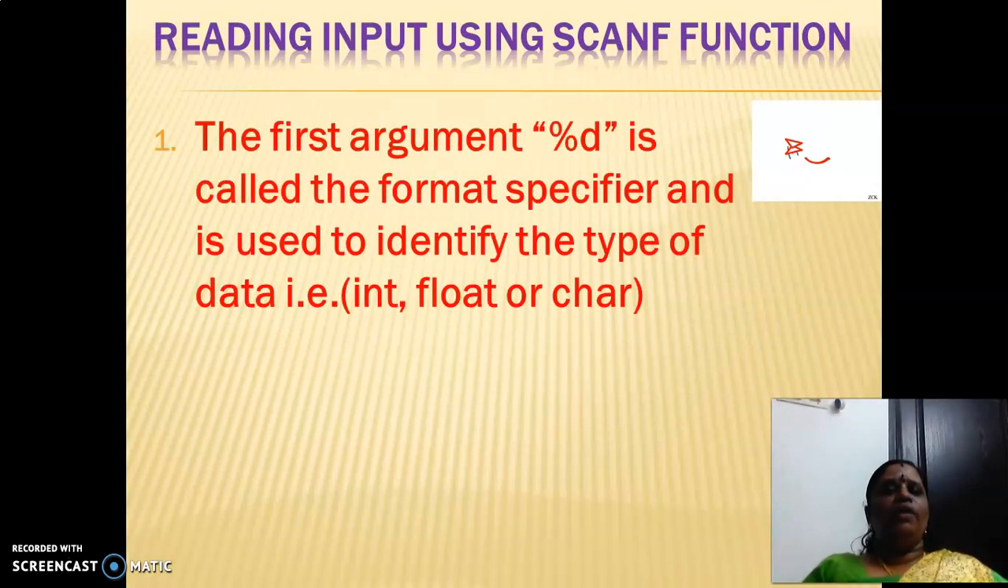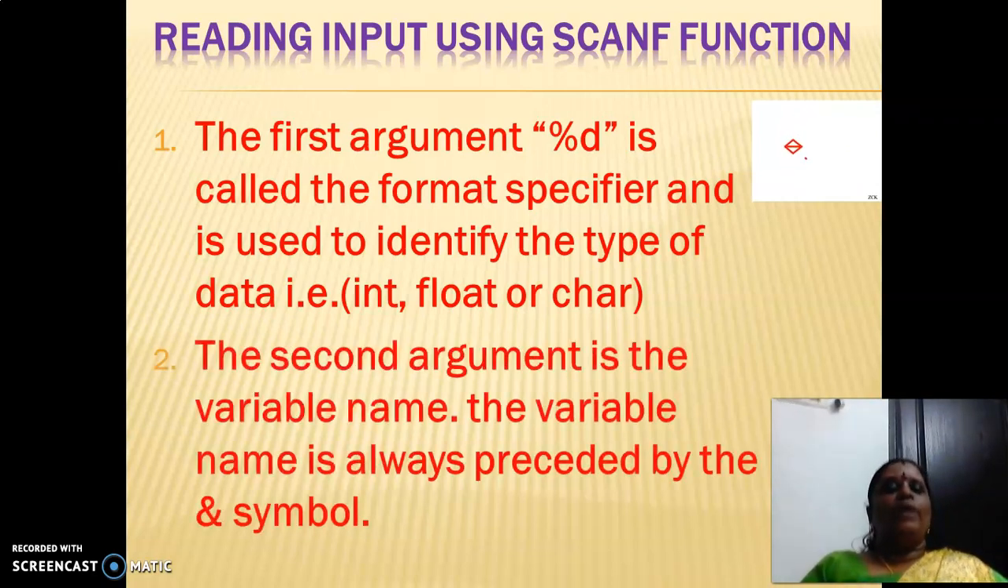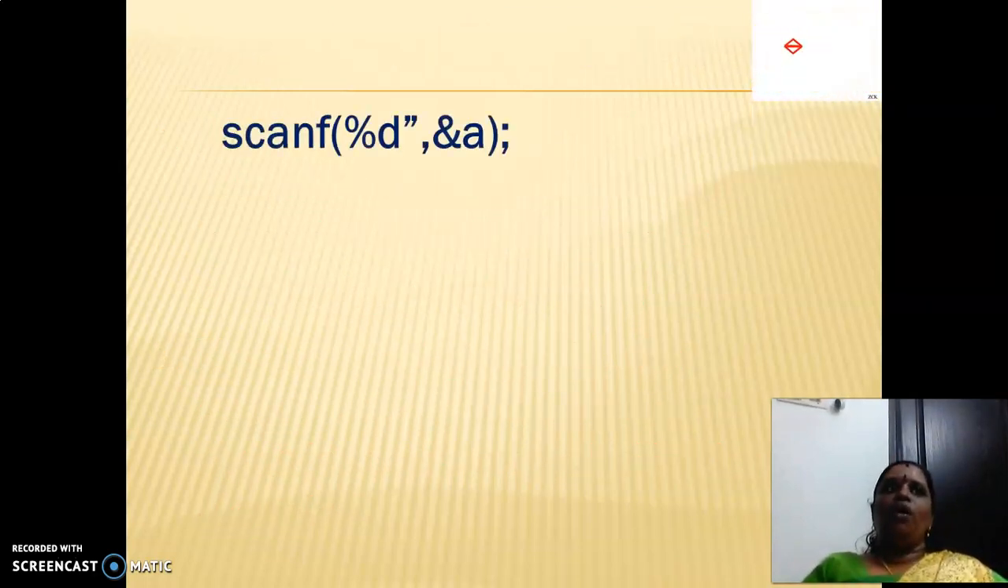The first argument is %d. It is called the format specifier and it is used to identify the type of the data, that is, whether it is integer, float or character. The second argument is the variable name. The variable name is always preceded by the ampersand symbol in scanf. Please make it a point. So %d is for integer.